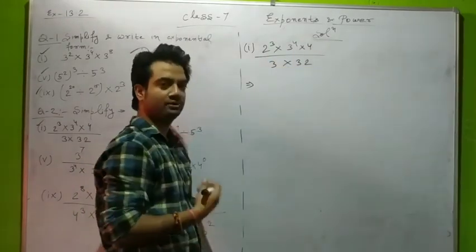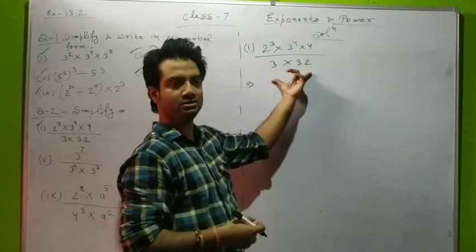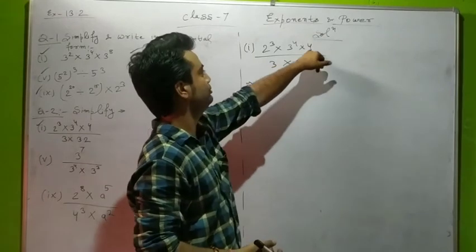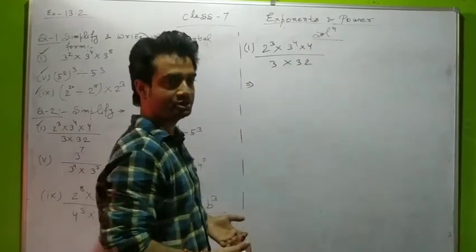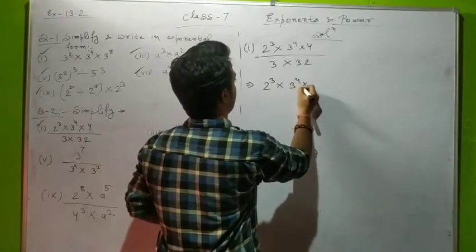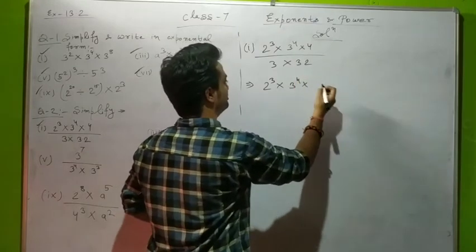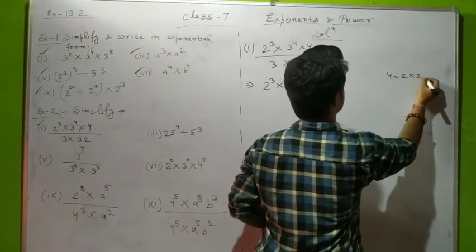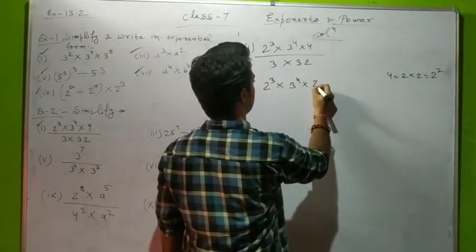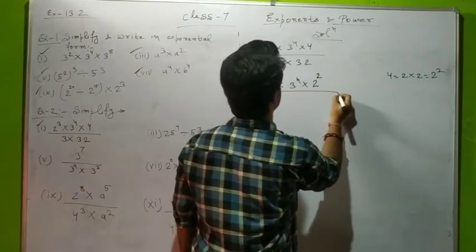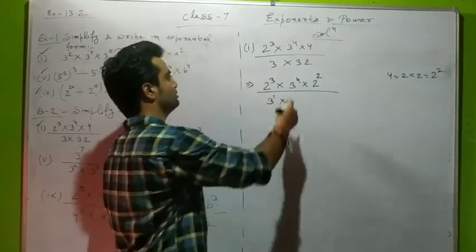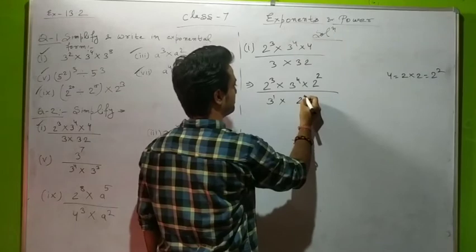So let's start solving. First, what I am doing is writing all the numbers here in their exponential notation. Like you can see, 3, 32 and 4 here are not in exponential notation. So if you write it in exponential notation, what does it become? 4 can be written as what? 2 into 2, that is 2 square. Okay? So in place of 4, I am writing 2 square whole upon. 3 can be written as 3 raised to the power 1. No problem. 32 can be written as 2 raised to the power 5.